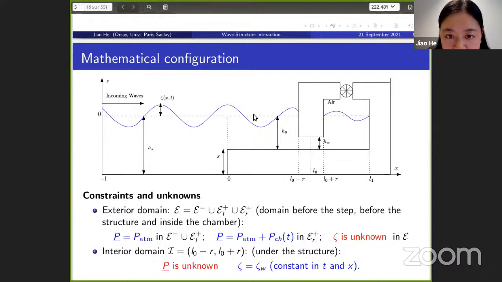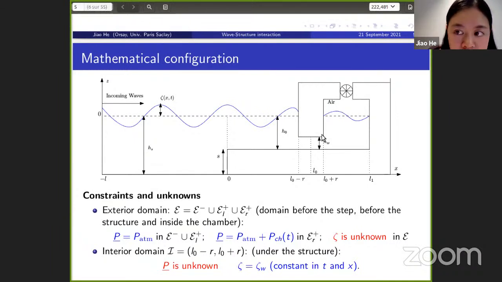So it's a constant. And inside the chamber, which is also the exterior domain, we consider that the pressure is not only a term of atmospheric pressure, but depends on time. So in the exterior domain, theta, the surface elevation, is unknown, and in the interior domain, the projection of the horizontal flow of the part where the water surface contacts with the structure is the inverse. The pressure is free, but the surface is constant because the surface should match the bottom of the object. But in our case, the object will not move, so we know the surface elevation in the interior domain.